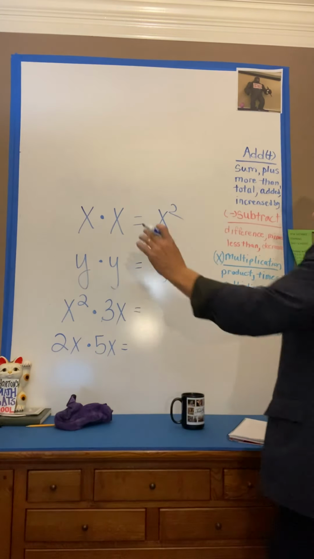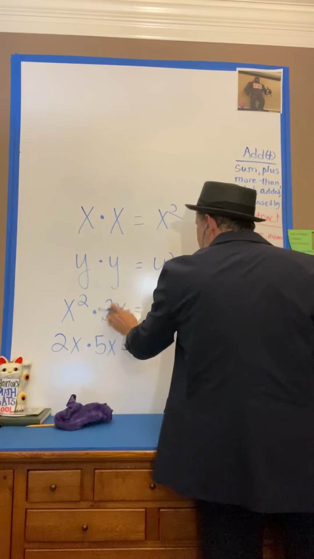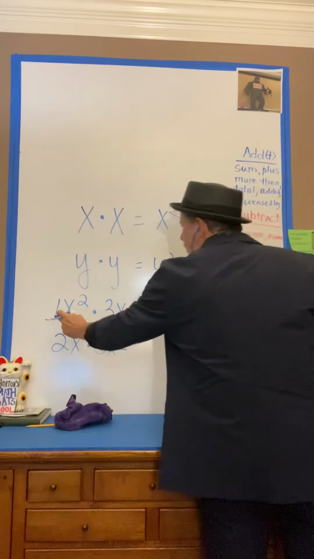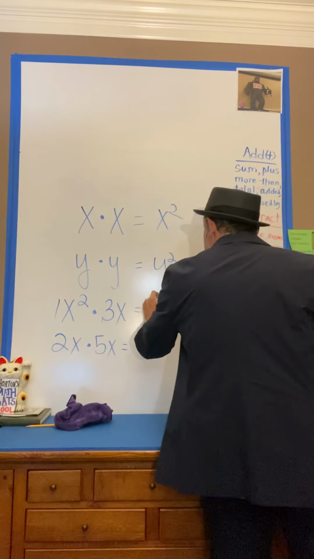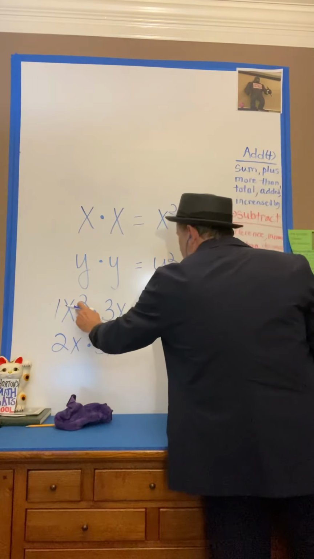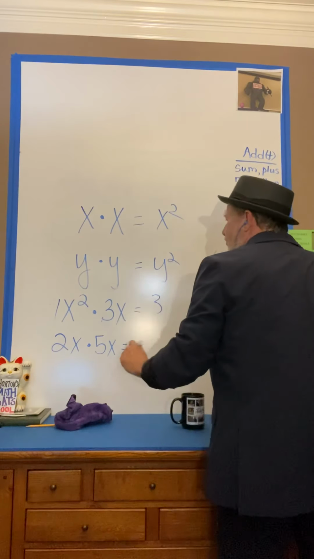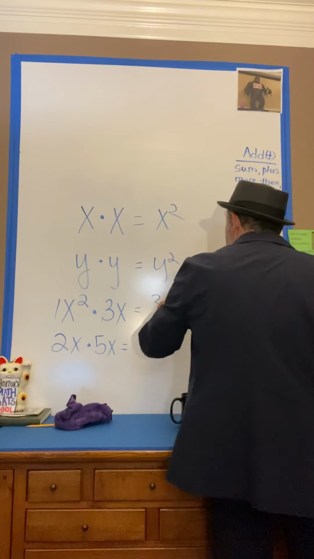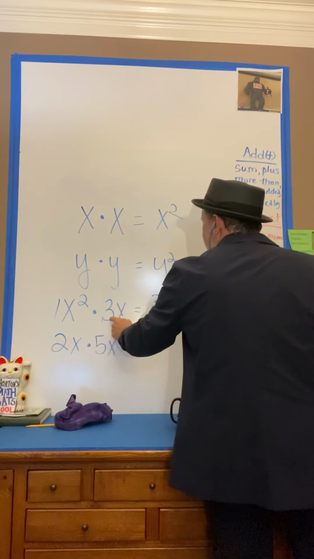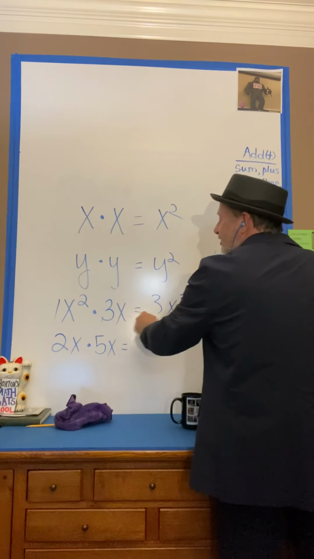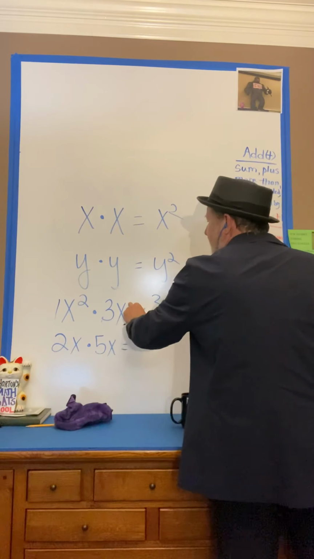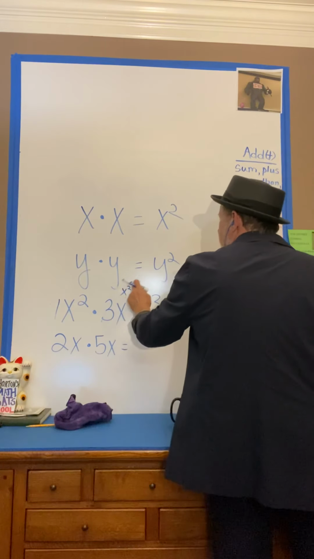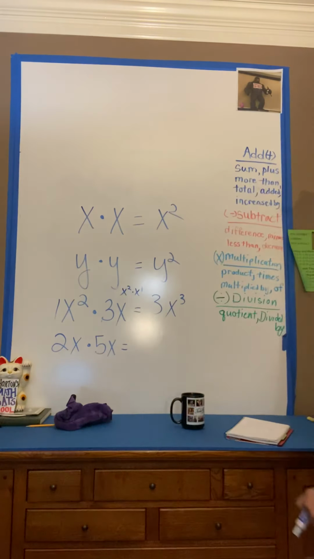Third one, let's say I have x squared times 3x. Well, I'm going to split this. It's like saying 1x squared. So 1 times 3 is 3. X squared times x, well, remember, that's x to the 1. So 2 plus 1 gives me 3, so x to the 3rd. You always multiply your numbers. X squared times x, that's x to the 1. 2 plus 1 is 3, so that's 3x to the 3rd.